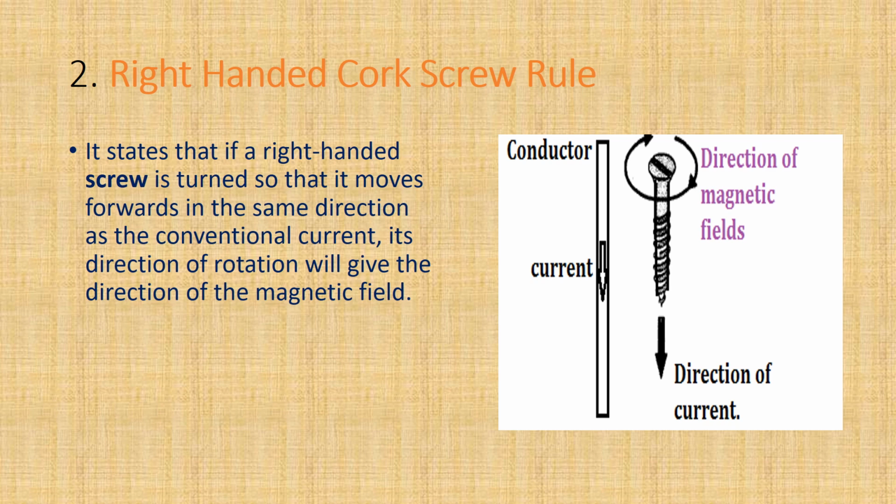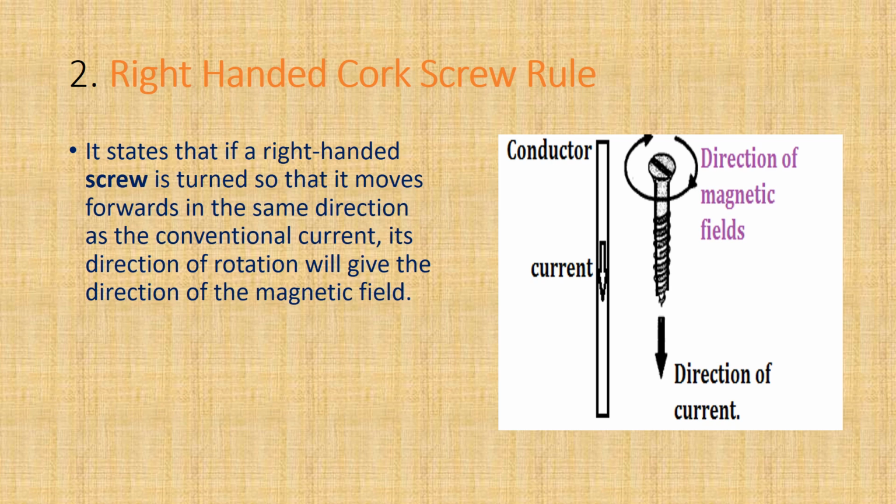Alright, we can also use the right-hand screw rule to predict the direction in which magnetic fields will flow. It states that if a right-handed screw is turned so that it moves forward in the same direction as the convection current, its direction of rotation will give the direction of the magnetic field. I always insist that we should not cram word by word. We should just understand physics, then state it in our own words.